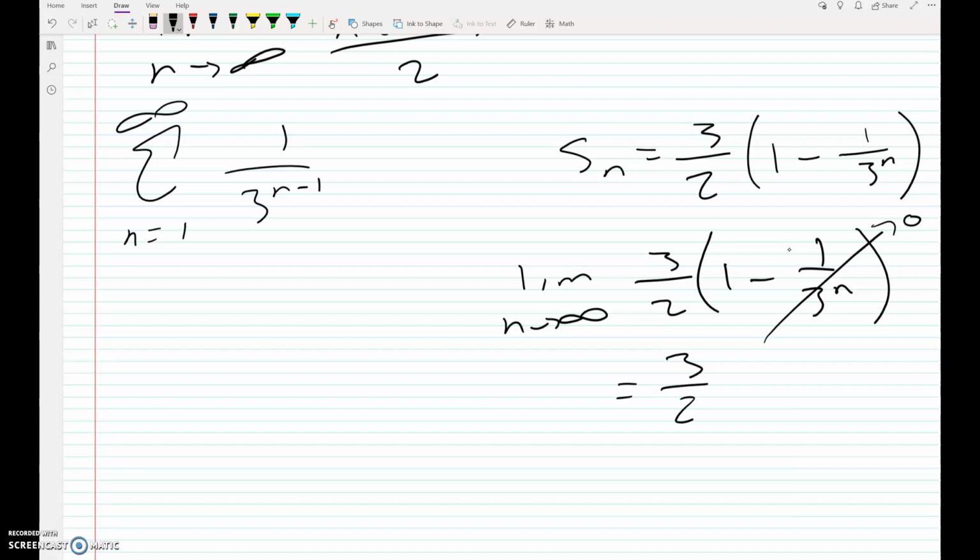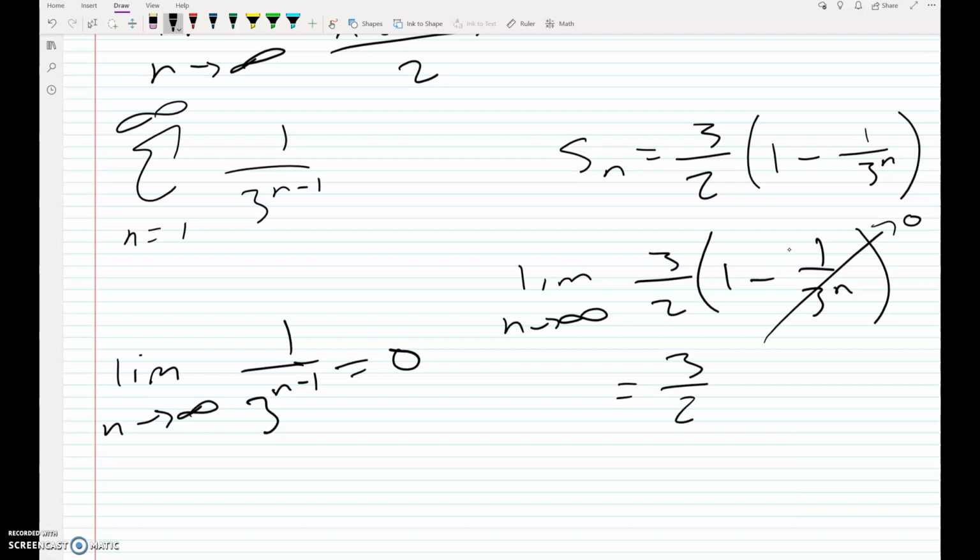But if you tried using the divergence test for this series, the limit as n approaches infinity of 1 over 3 to the n minus 1 approaches 0, right? The denominator is getting really big, so 1 divided by a really big number is 0. If that limit is equal to 0, we can't use the divergence test to conclude anything. So the divergence test doesn't help us in this example.